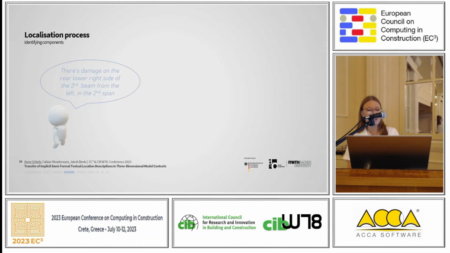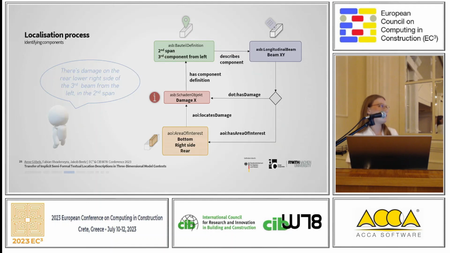So now we want to locate our information, to bring that to the 3D model. And here's a quite complex example, but you are allowed to say that in the inspection data set. So there's a damage on the rear lower right side of the third beam from the left in the second span. And this is how it then looks in RDF. So we know the component is somewhere in the second span and the third component from the left. We know that it's a longitudinal beam according to the RSB-ing classes, and we know now the damaged area is the bottom, right side, and rear.